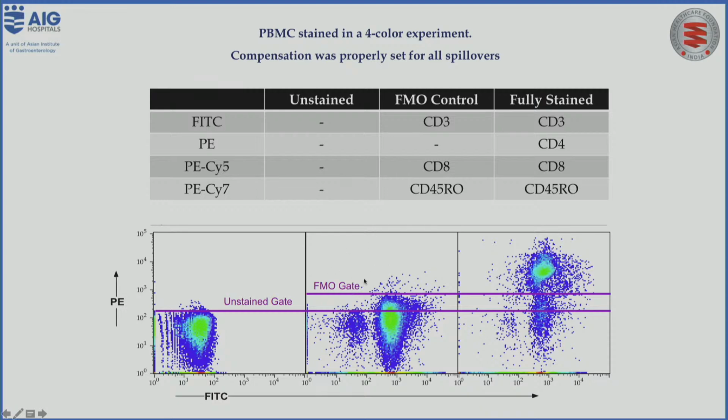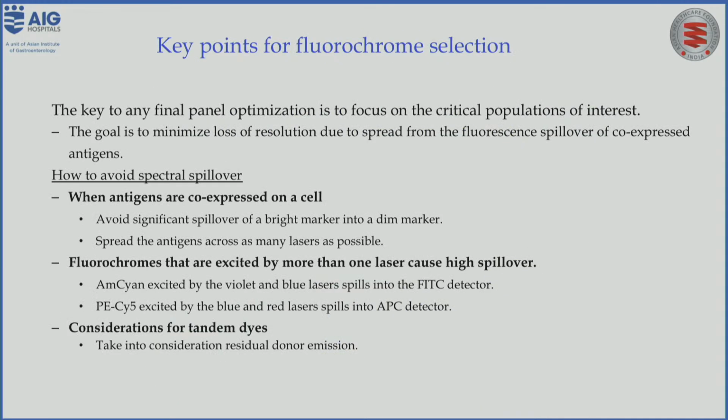Later, the cells will be gated for CD4 PE. Like this, we can get the exact population using the isotope controls. So for selection of fluorochromes, what type of fluorochromes do we have to select for our experiment? We have to design a panel which will give us the proper interpretation, and critical populations of interest can be obtained using the fluorochromes.